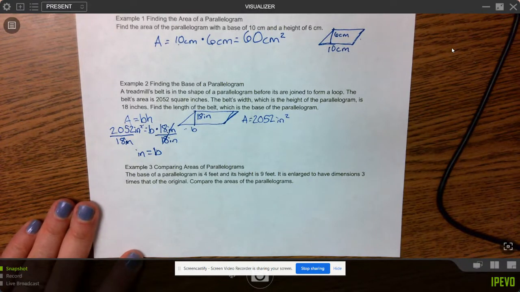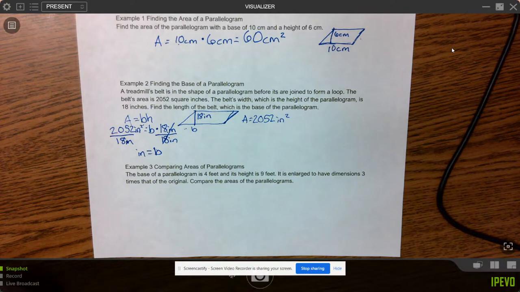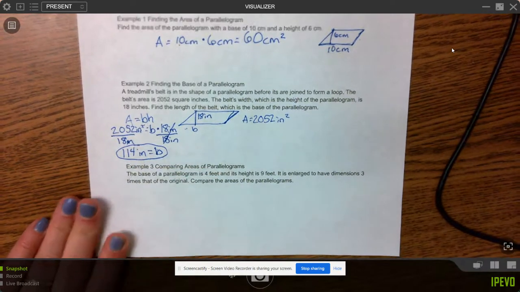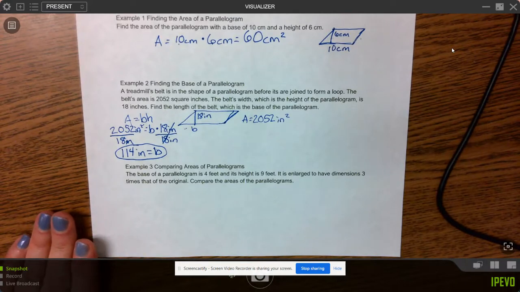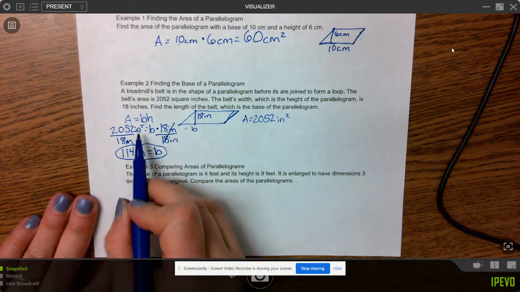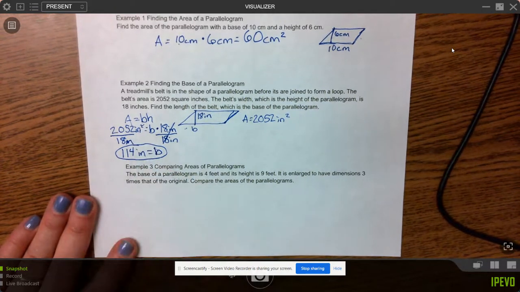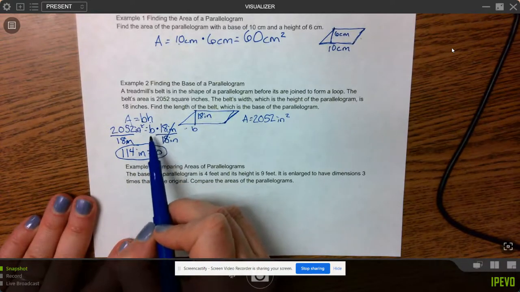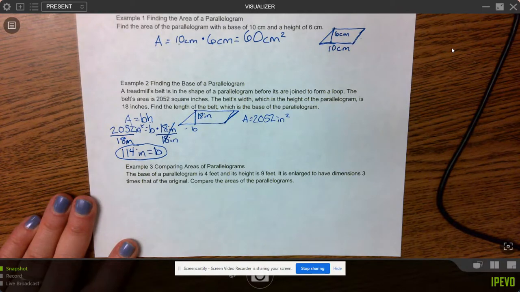Then we have 2,052 divided by 18, and that gives us 114 inches. So that is our answer. Our base is 114 inches. It's singular because we divided an inch out. It's not squared. It's just one set of inches. So in order to find a missing base or a missing height, you have to divide out the number that we know, so we're left with the variable that we're looking for. Remember, you always want to do the opposite.